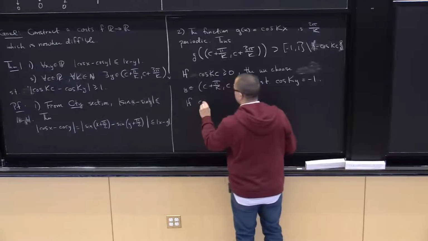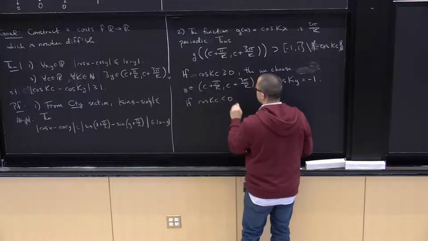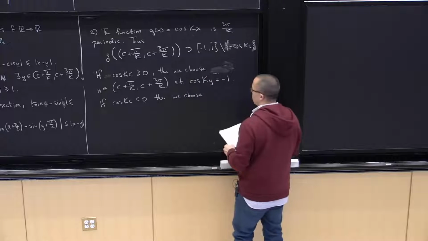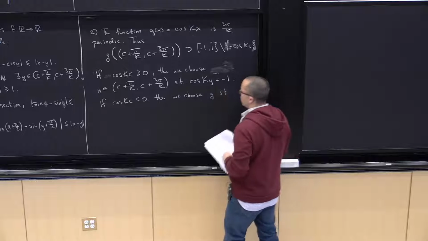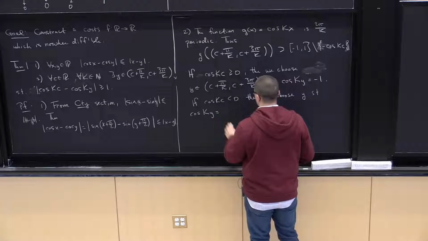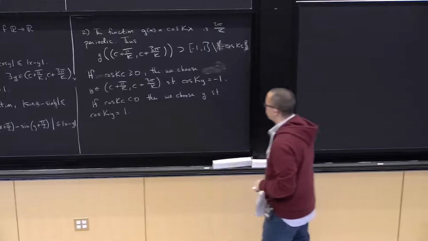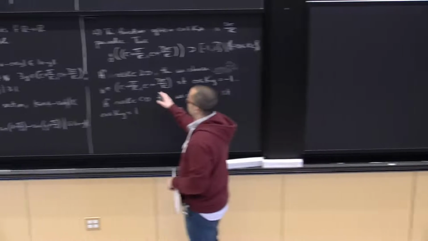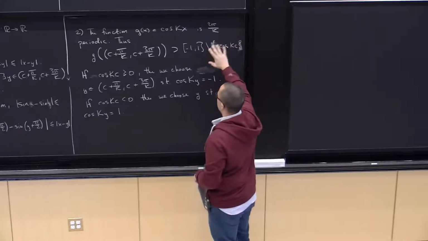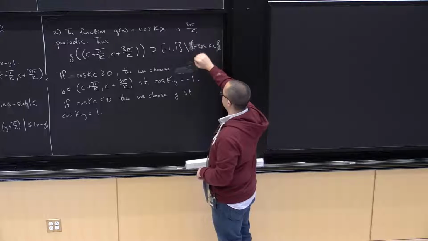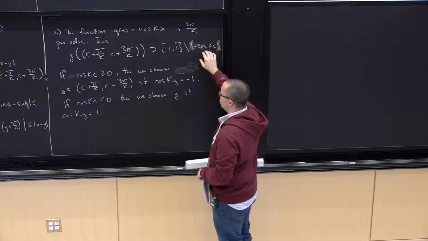And if cosine kc is less than 0, then we choose y so that cosine of ky equals 1. So, just to get an idea, I'm quibbling over a minor point, the fact that we have to take away possibly the value of cosine kc.